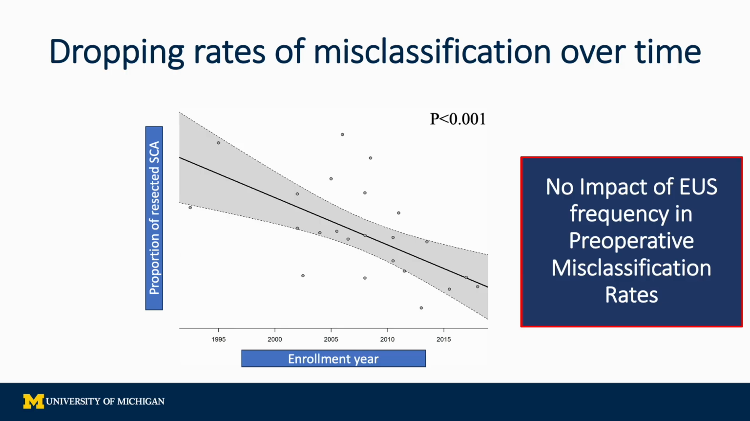However, when we look at the impact of endoscopic ultrasound, again, doing endoscopic ultrasound has not really helped us with this misclassification conundrum. But the fact that it's improving over time is probably due to the fact that MRI imaging has improved and that also, our guidelines perhaps are guiding us better with regards to this.